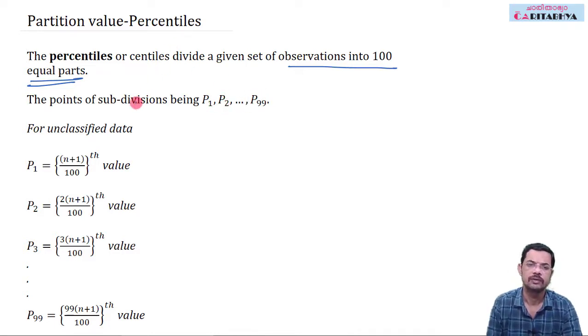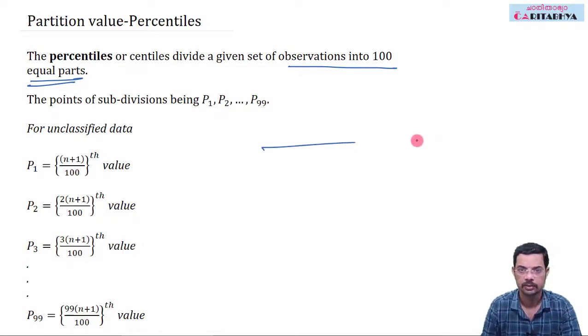Everything is defined in the same way except that the denominator is 100 here for the formula, and they are denoted by P1, P2, P3, P4 up to P99. The 99 points divide the whole set of data into 100 parts. So I cannot show them here. Say for example, up to here, this is A, this is B.